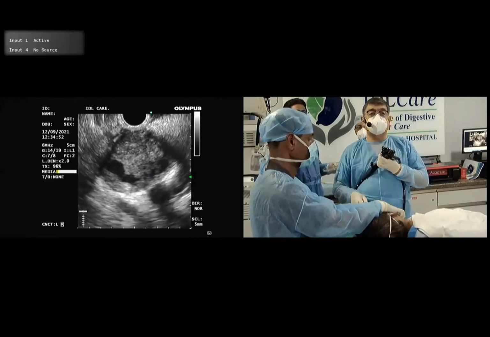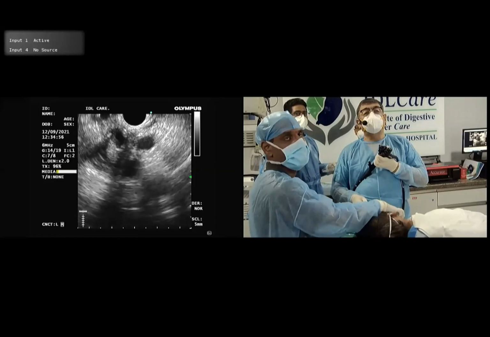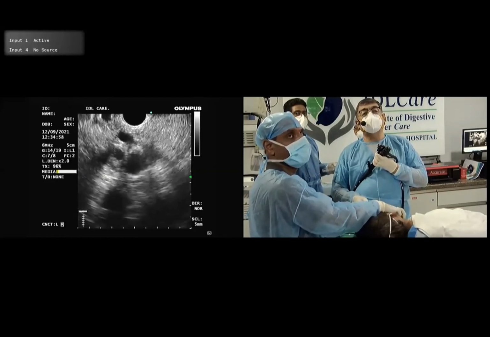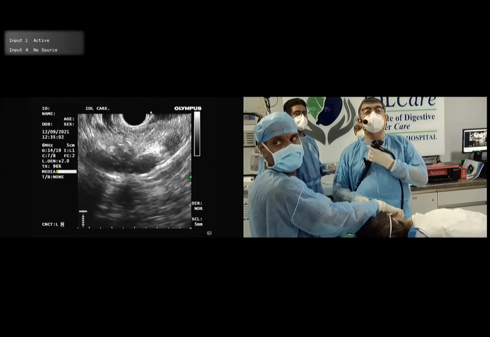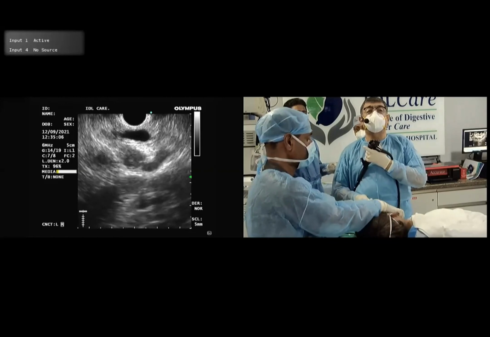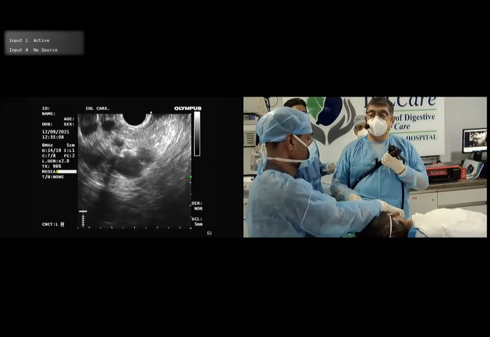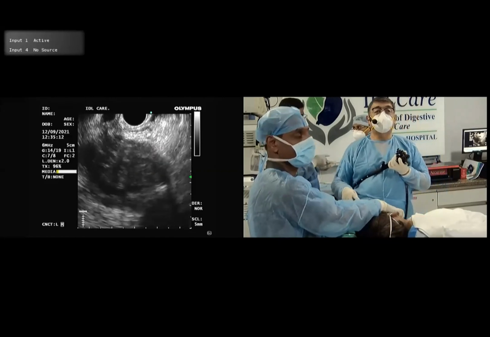We get nice white cores, and we do not have a ROSE facility. So we just put everything in formalin and send it to our pathologist, and we get good results, 100% results in all the cases. So this is all very basic things I showed you. I hope this has been useful.